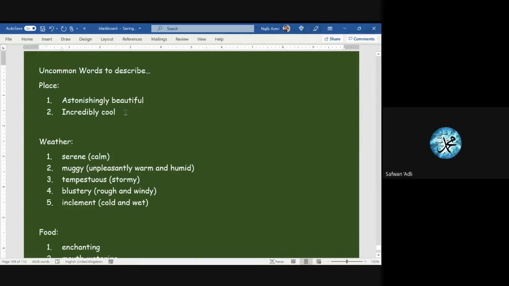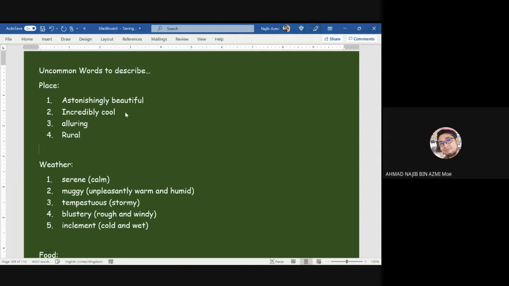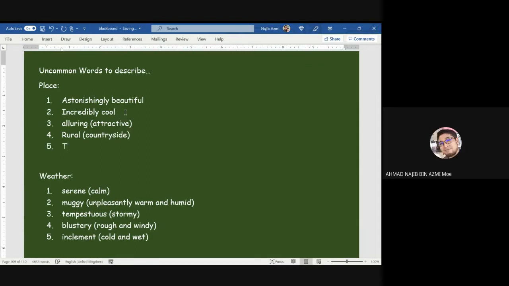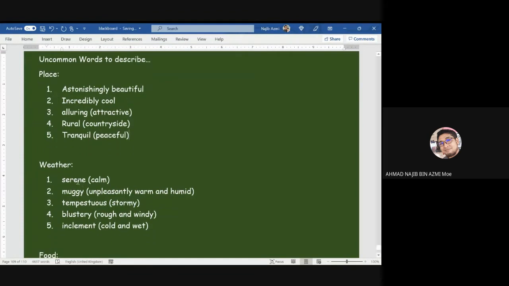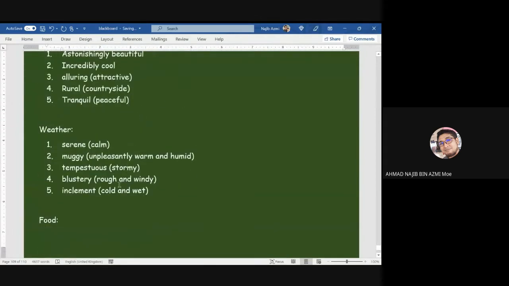I want to add some to number 1. Okay. Alluring. Nice. Rural. What does alluring mean, Safwan? Alluring is like attractive. Attractive, yep. Rural is? Countryside. Kawasan kampung. Tranquil. Tranquil is peaceful. Peaceful, yeah. It's similar to serene, the weather one. Okay, so with this, you have 20 words or phrases to describe traveling.